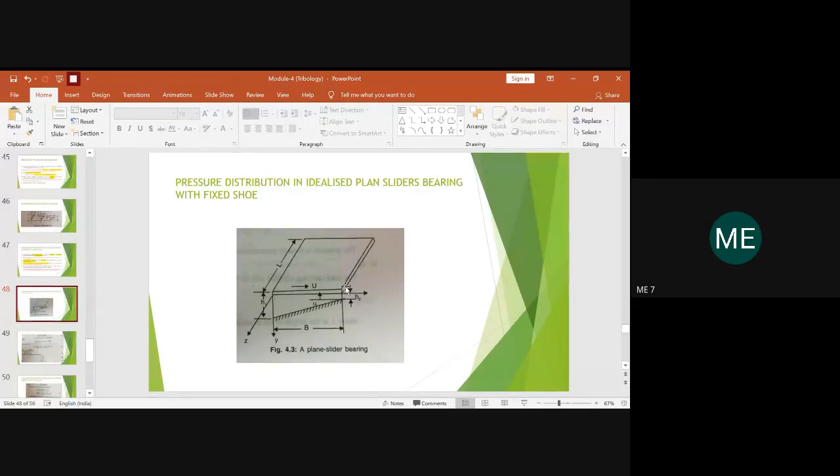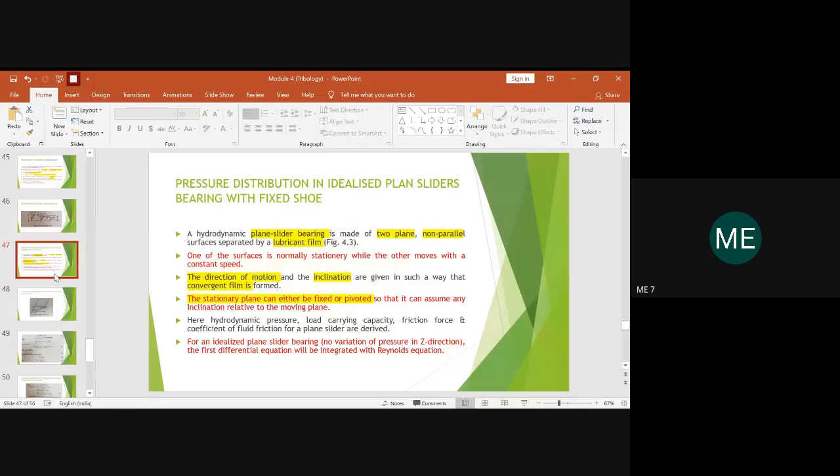Only this surface will be moving. Due to this, the relative motion will come and it will be maximum across the top layer and minimum across the bottom surface. So it gets relative motion with respect to the moving surface only if it is fixed or pivoted. Due to that reason, the stationary surface could be either fixed or pivoted so that it gets relatively higher velocity at the top and least at the bottom. This is what we again assume, okay?